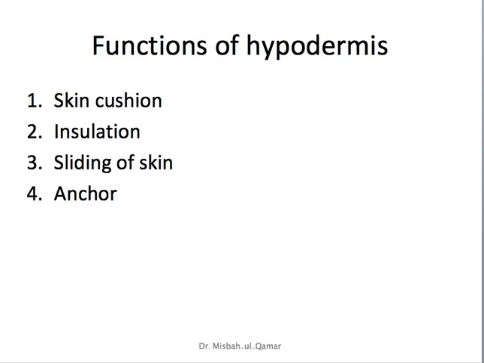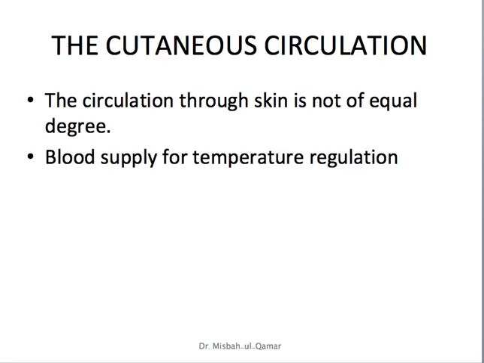Then I will tell you the functions of the hypodermis. It cushions the skin and it serves the purpose of insulation. Then it allows the skin to slide over the underlying structures. Also the skin is anchored to the underlying tissue of muscle or bone by the hypodermis. Now this is very important.